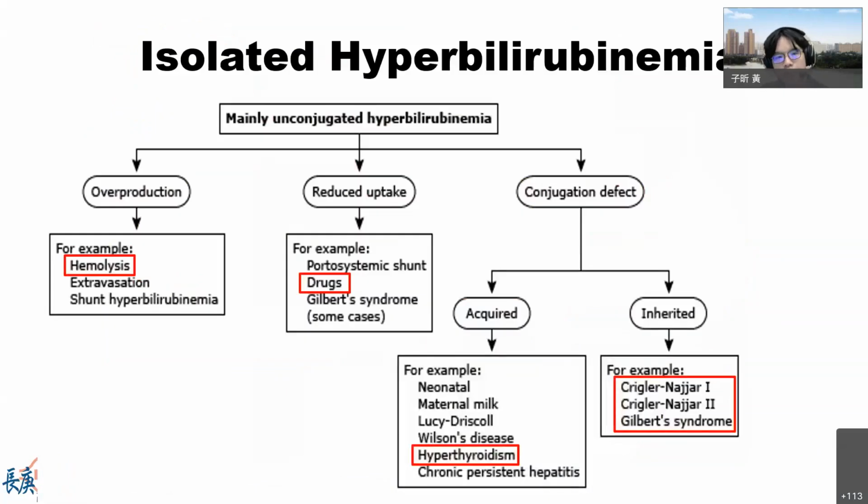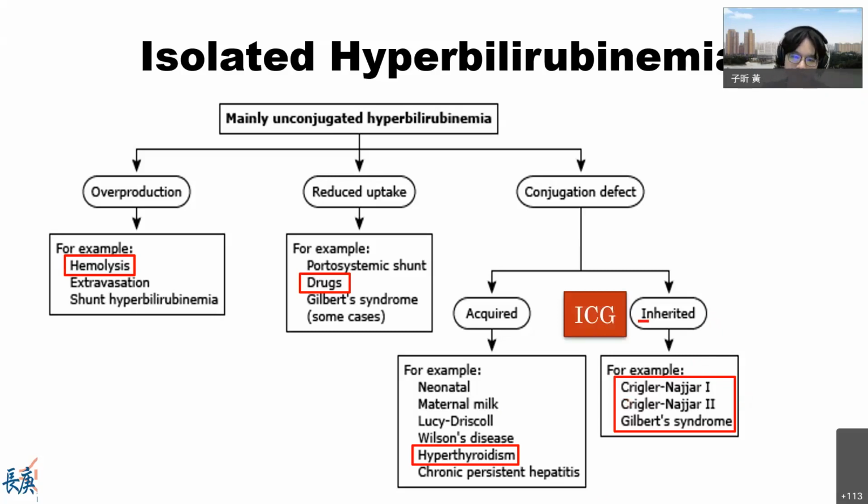So back to our patient. Our patient has mainly unconjugated hyperbilirubinemia. And as I had mentioned previously, there are three types of etiologies: overproduction, reduced uptake, and conjugation defect. Overproduction is mostly due to hemolysis. Reduced uptake is sometimes due to drugs. And for conjugation defect, some are acquired causes and some are inherited causes. Hyperthyroidism is a possible acquired cause of conjugation defect. And for inherited causes, there are syndromes such as Crigler-Najjar and Gilbert syndrome.